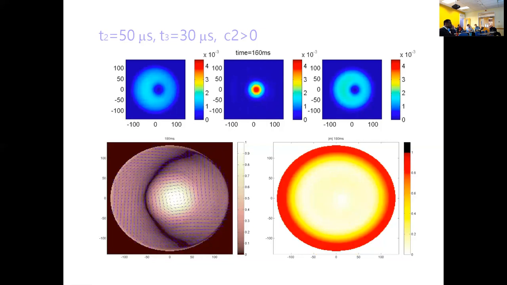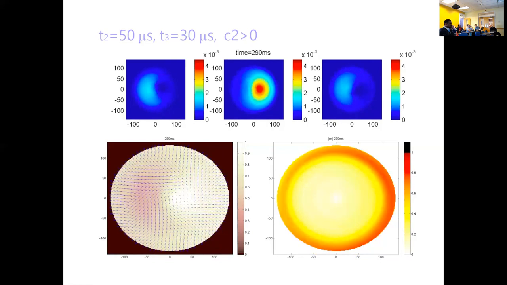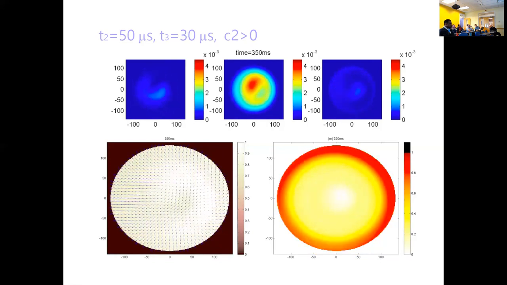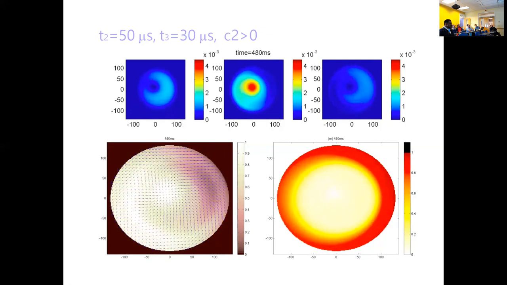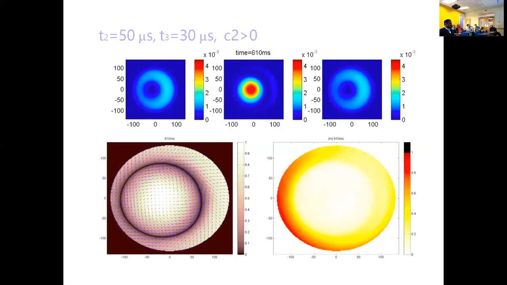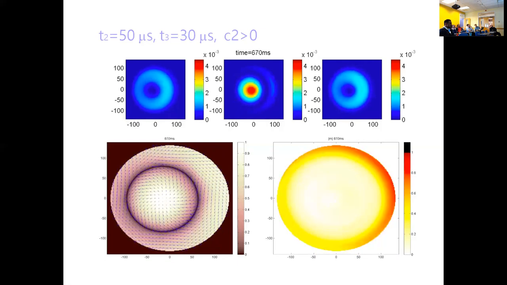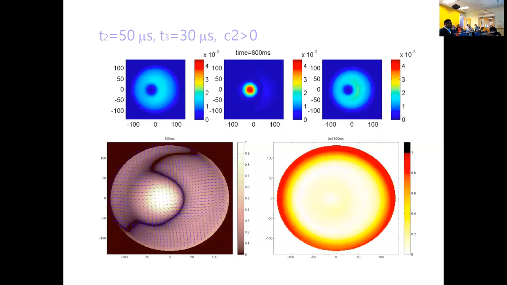Let's see, I forgot the arrow. I cannot see my arrow, so I cannot do the pause. So yeah, it does this several times. So now it goes back to the whole thing again.